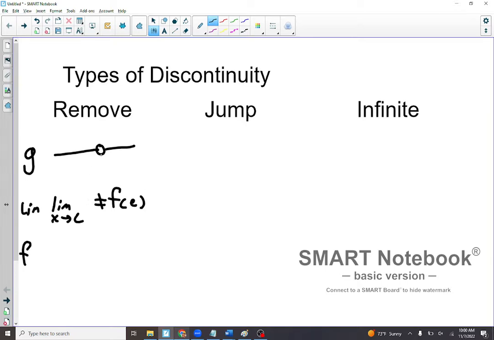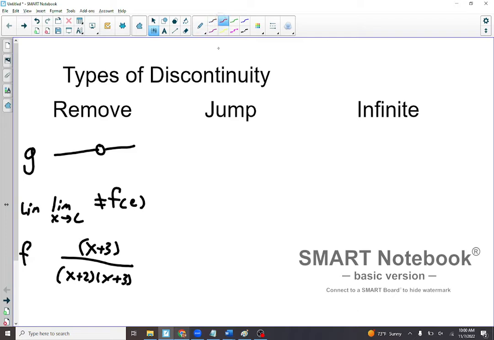So that means the limit and the actual point disagree. Whether the point exists or not doesn't matter. It's just that the limit disagrees with the point. And you would know this happens if you have a function like this. Let's say you have, factored, x plus 2 and x plus 3 on the bottom, and an x plus 3 on top.